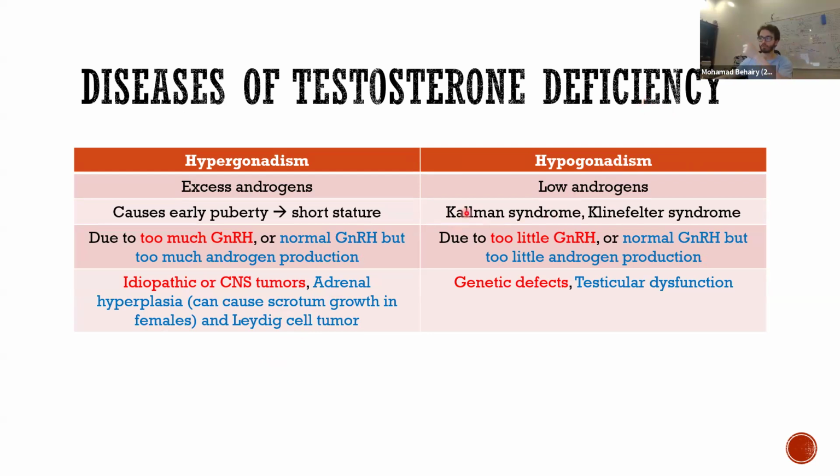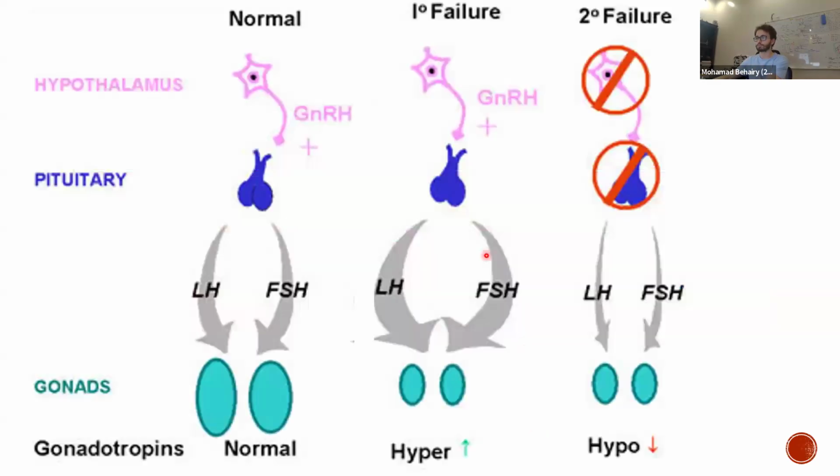This is seen in Kallmann syndrome and Klinefelter syndrome. Two syndromes that sound the same and are similar in their own ways, but we're going to talk about them in depth. Let's wait on that. This can be due to too little FSH and LH, which is causing the hypogonadism, or the FSH and LH are normal, but the testes are not responding.